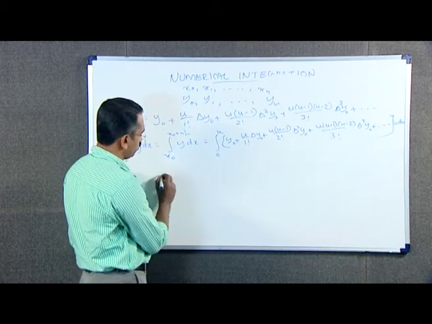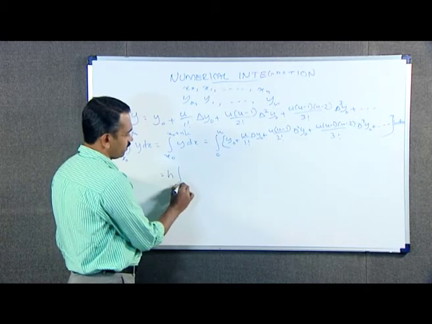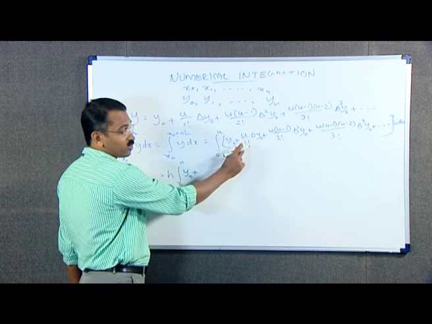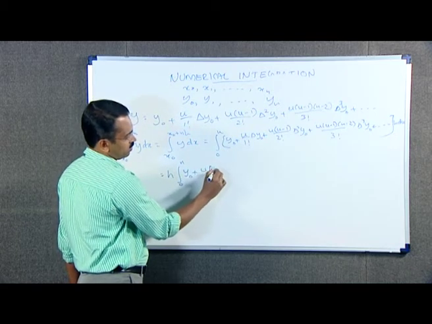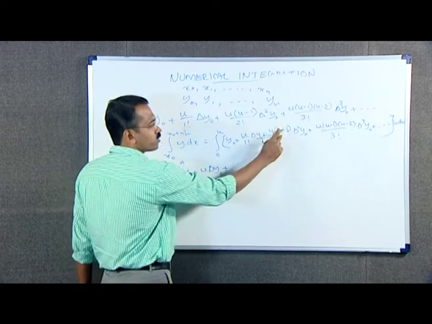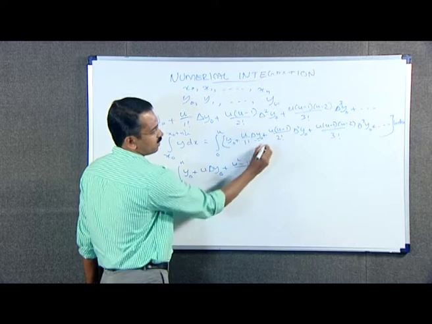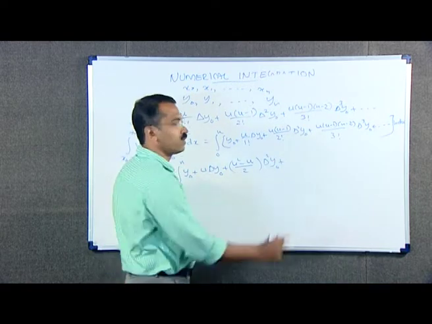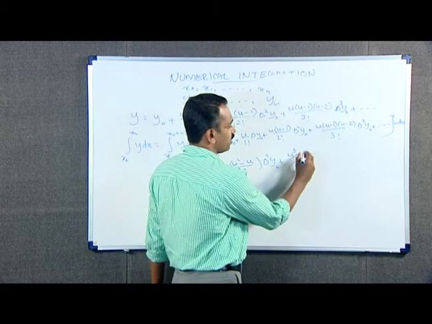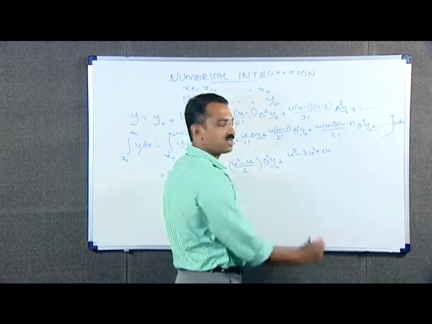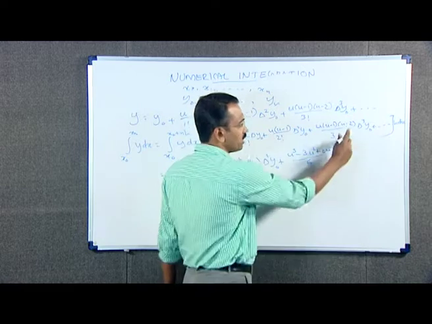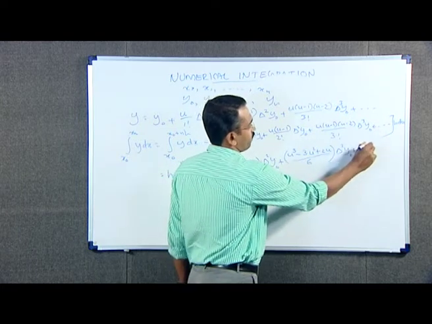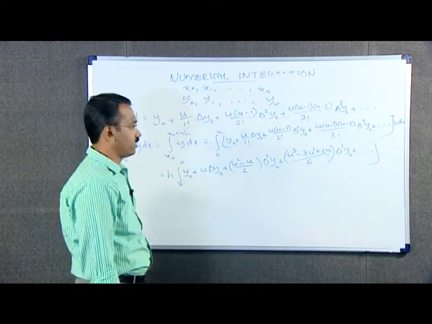This is equal to h into integral from 0 to n of y naught plus, 1 by 1 factorial is 1, therefore, this is u into delta y naught plus u square minus u divided by 2 factorial, which is 2, into delta square y naught plus u cube minus 3 u square plus 2 u divided by 6, 3 factorial is 6, into delta cube y naught plus etc., du.